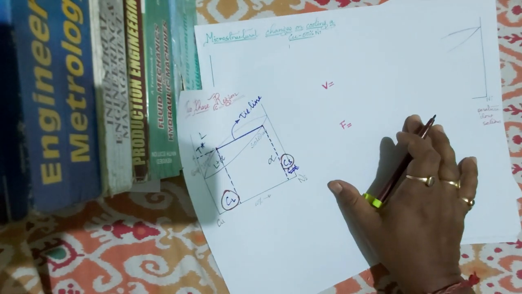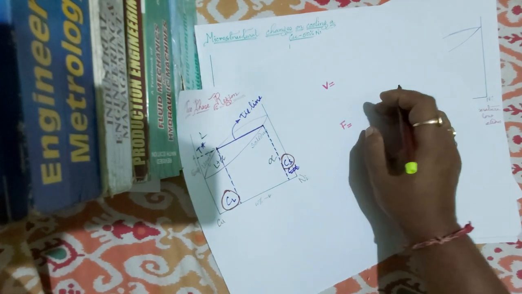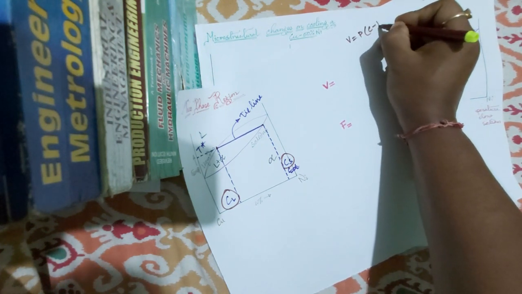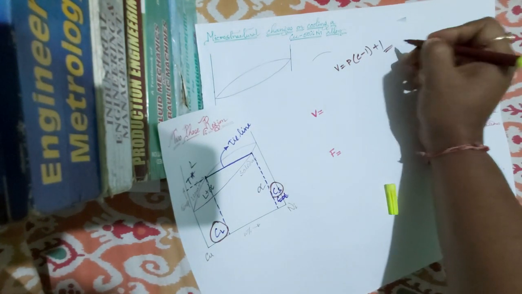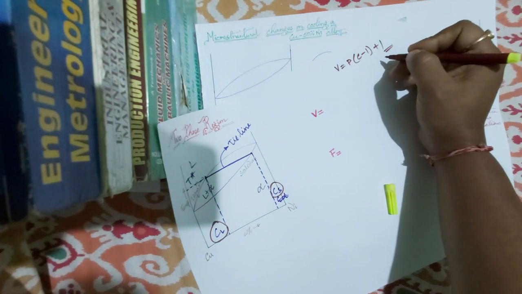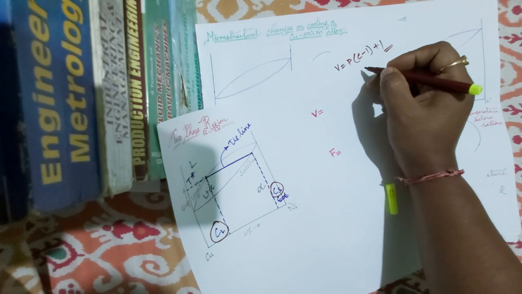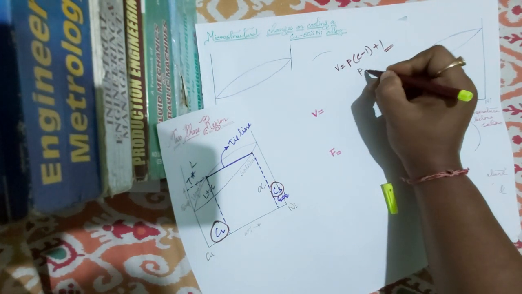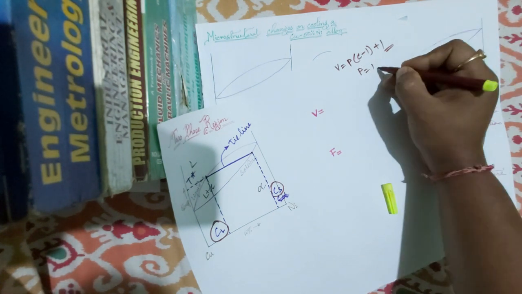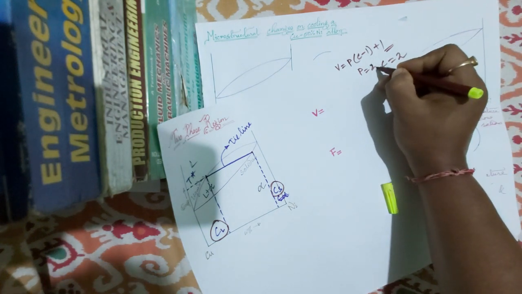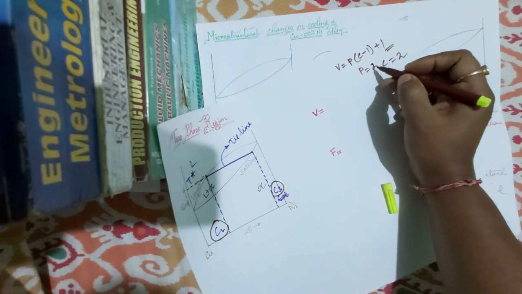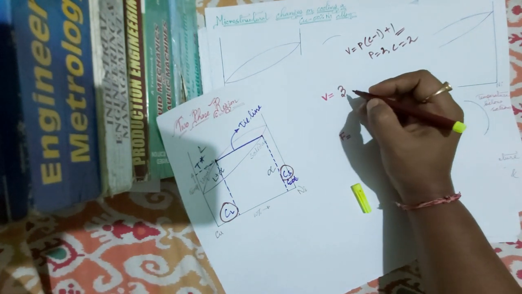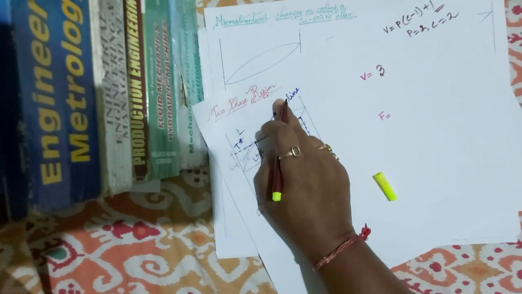Now, how many variables do we have? We know the formula for the variables, which is V is equal to P into C minus 1 plus 1. The plus 1 is for the thermodynamic variable, which is temperature. In this case, pressure is constant, as I told you in my last 3 lectures. So here we have two phases, so P is 2, and we have two components, copper and nickel, so C is also 2. If we put the values of P and C in this formula, we get V is equal to 3. So for the two-phase region, we have 3 variables.